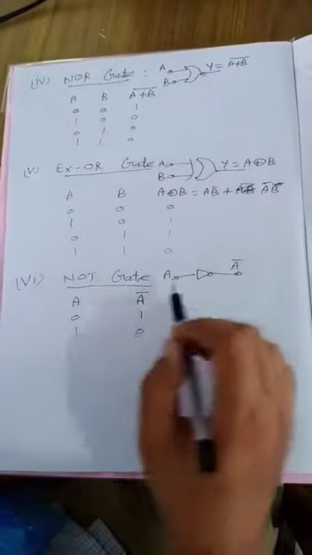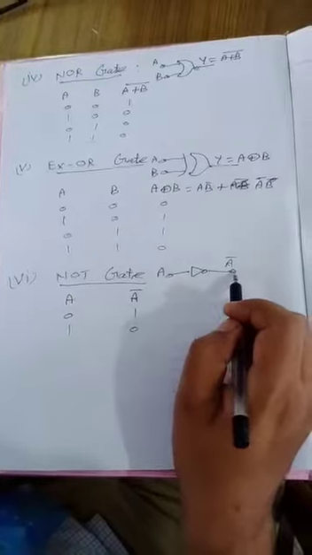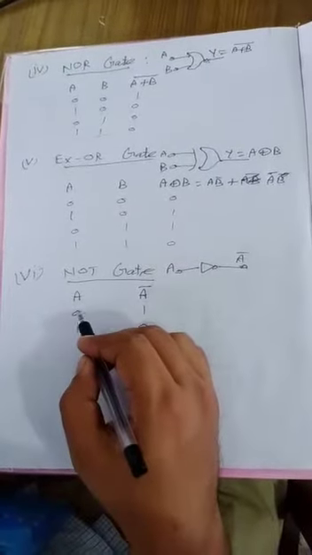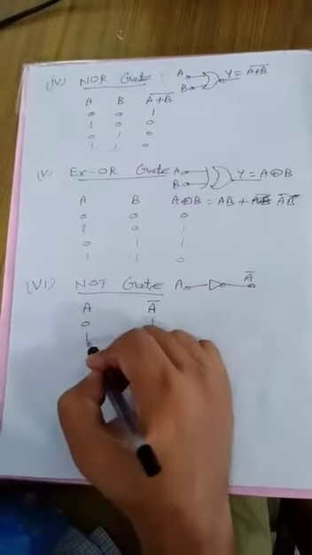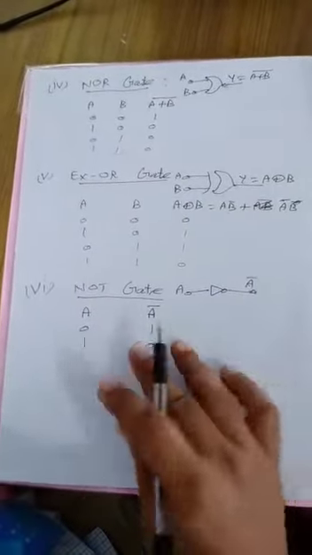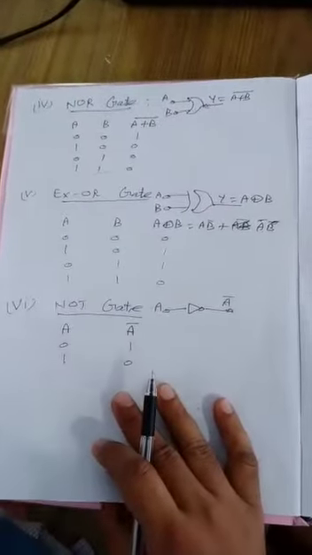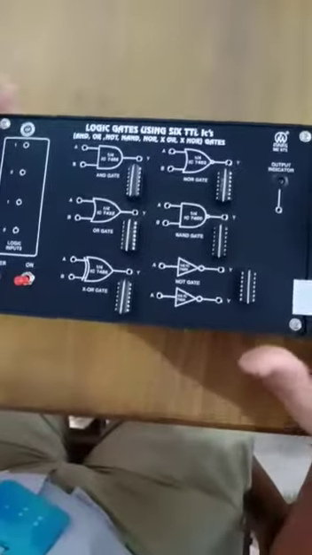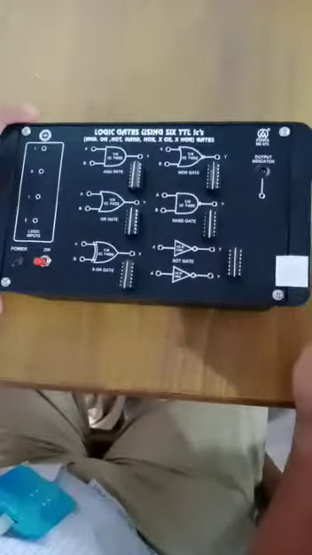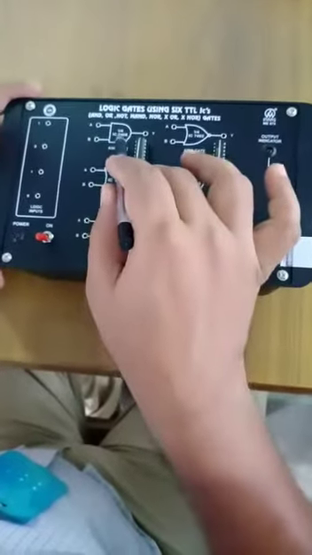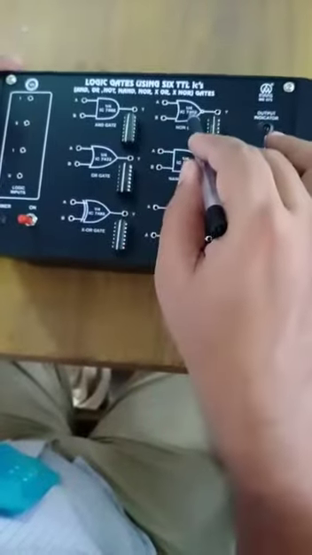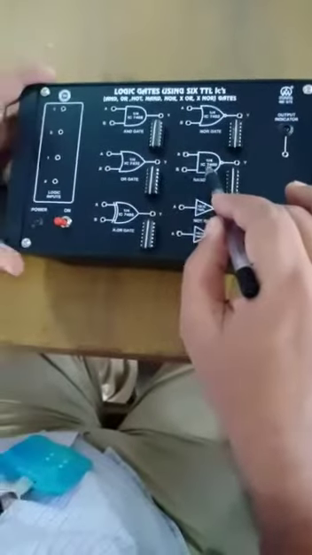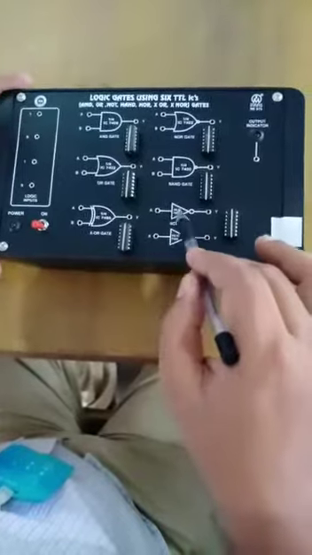Next gate is the NOT gate, which is inverted, works as an inverter, and that is when A is 0, its output is 1, and when A is 1, its output is 0. Now I am verifying these gates one by one on the logic training board. Just see, this is the logic training board. This one is the AND gate, this is OR gate, this is NOR gate, this is NAND gate, this is exclusive OR gate, this is NOT gate.